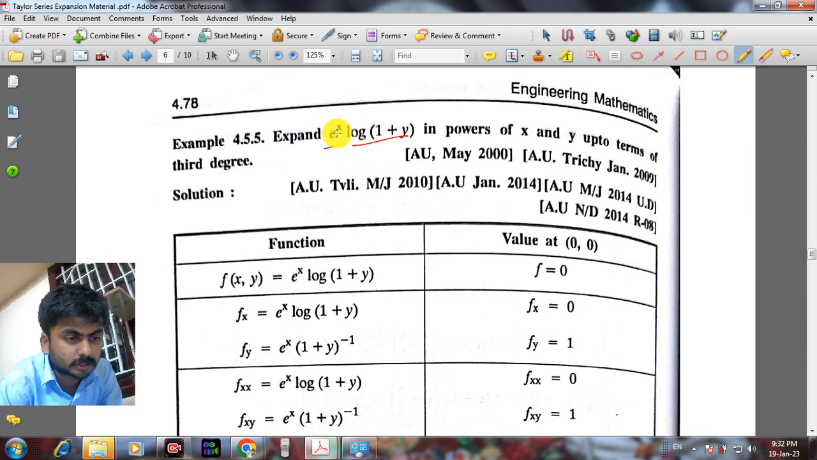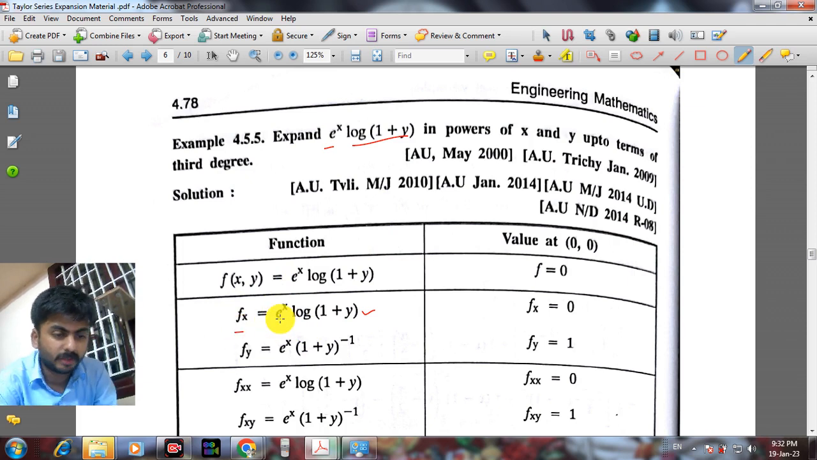This one we shall discuss now. If I differentiate with respect to x, we have the same term e power x log of 1 plus y. If I differentiate fxx, fxxx, I will get the same term again and again, since log of 1 plus y is constant all the time, and the derivative of e power x is the same even when differentiating n number of times.